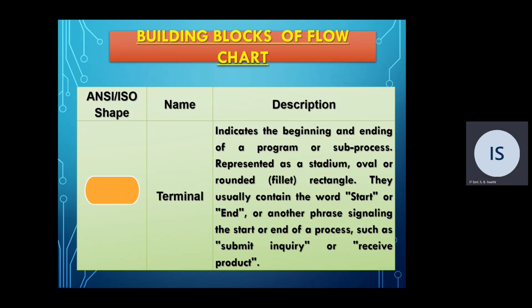And then the terminal. The terminal indicates the start and stop. So in an algorithm, we have start and stop. Here in the flowchart, we have start and end: the start of the algorithm and the end of the algorithm. Those two statements you can represent using this terminal.